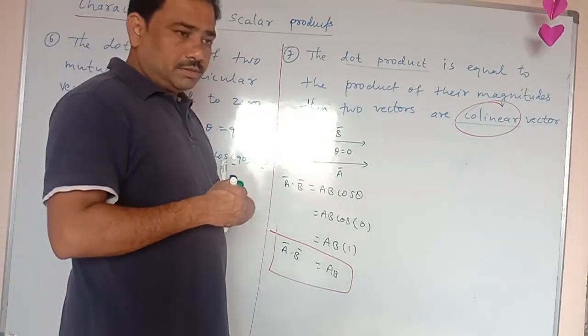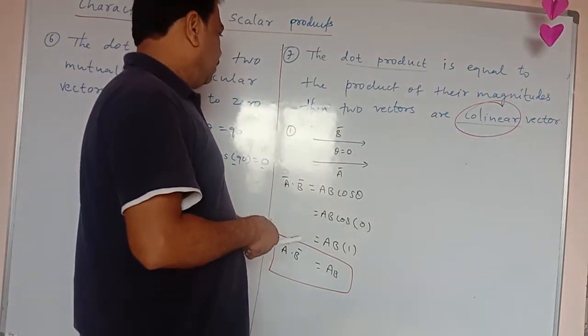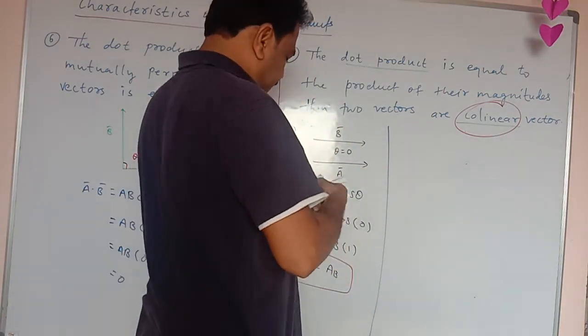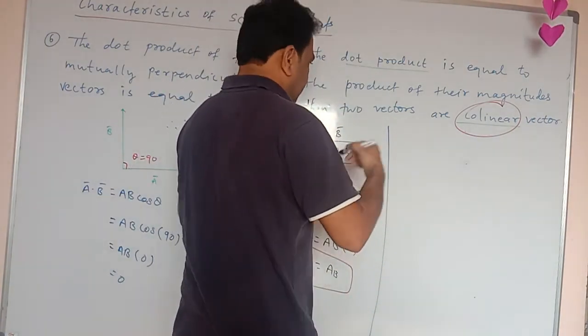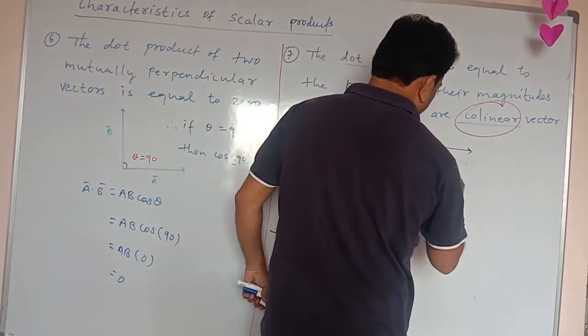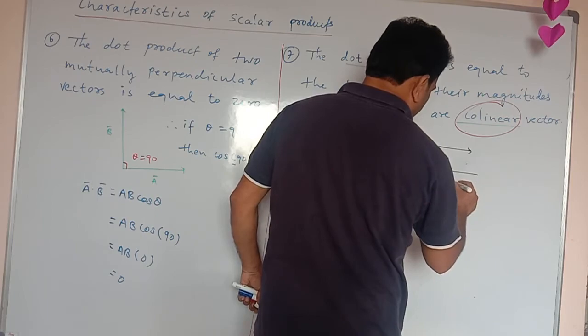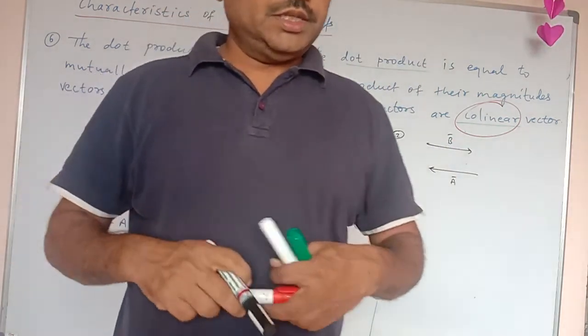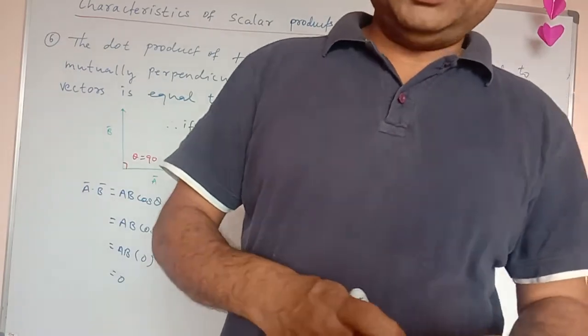Now let us discuss the second case, when the two vectors are anti-parallel to each other. In the second case, draw the two vectors, vector A and vector B, anti-parallel to each other. Anti-parallel means the directions of the two vectors are opposite to each other.